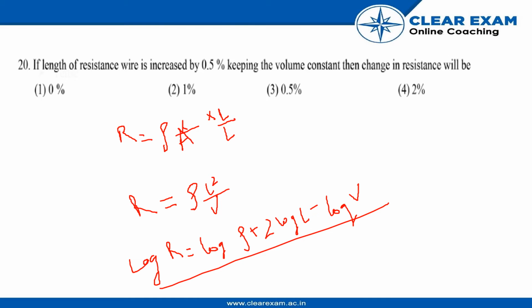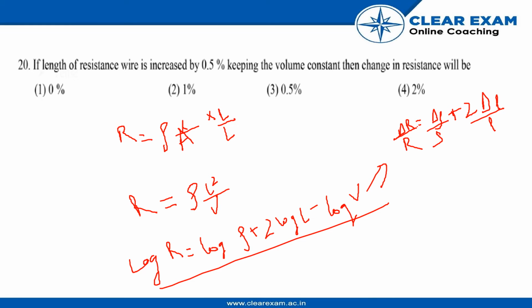So what will it become after differentiation? It will become delta R by R. Similarly, for log rho, it will become delta rho by rho. Similarly, then it will become plus 2 delta L by L.